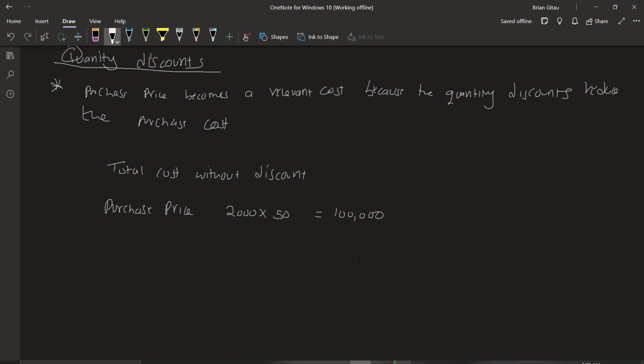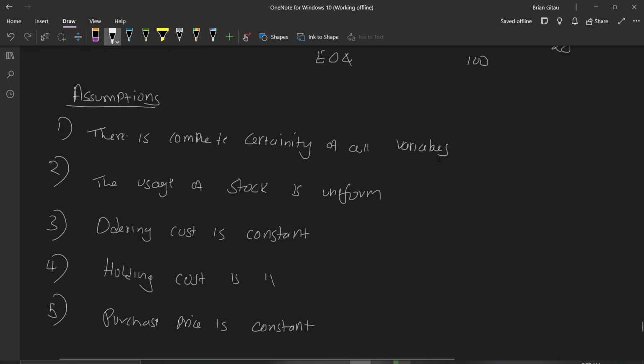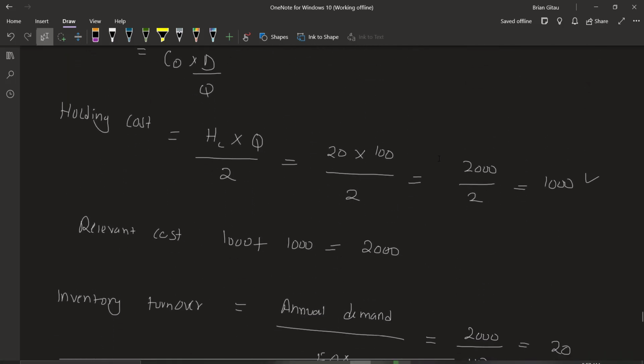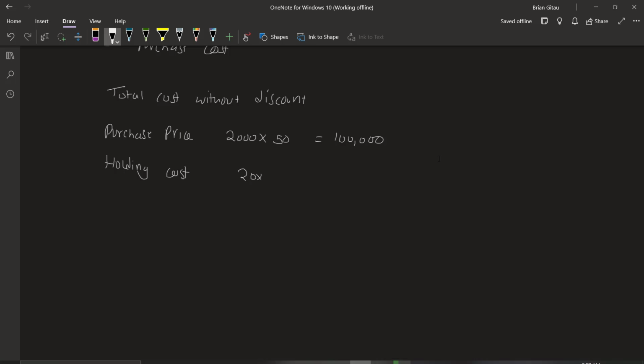And then we have the holding cost. We are told that we have an annual demand of 2,000. We had actually calculated the holding cost earlier without the discounts. We have 20 times 100 divided by 2, so we have 2,000 divided by 2. This is giving me 1,000 shillings.